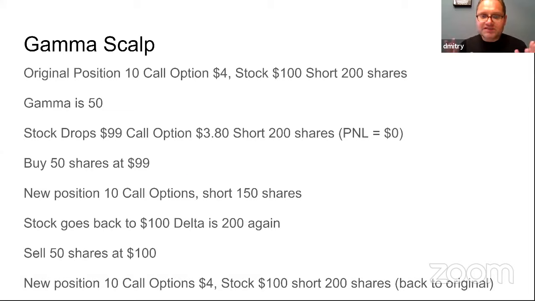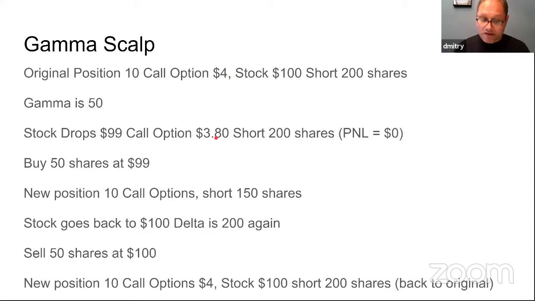Let's use that same example I was showing. Our original position, we have 10 call options. We bought them for $4, spent $4 grand on the options. We sold 200 shares of stock at $100 a piece, right? So now what happens? Gamma is 50, and the stock drops by $1 from $100 to $99. This call option is now $3.80. Our call went from 4 to 3.80, right?